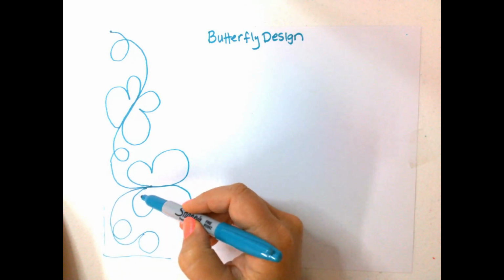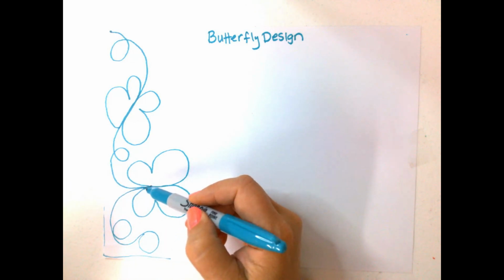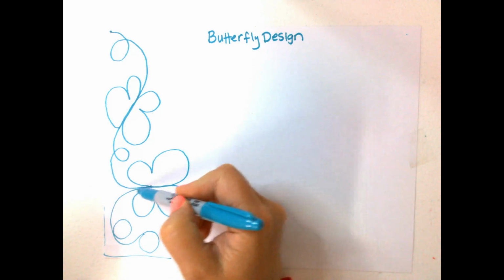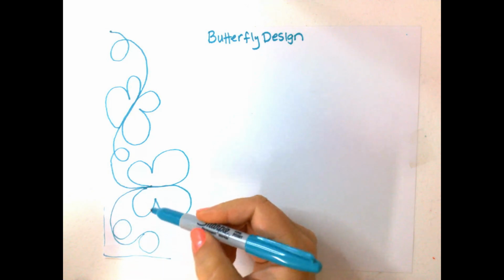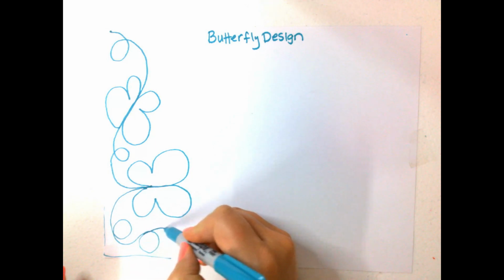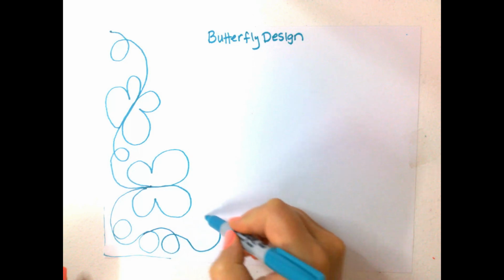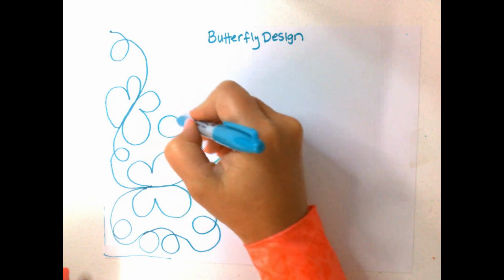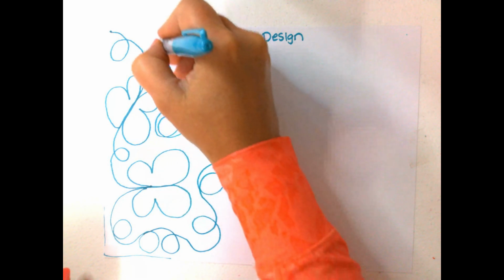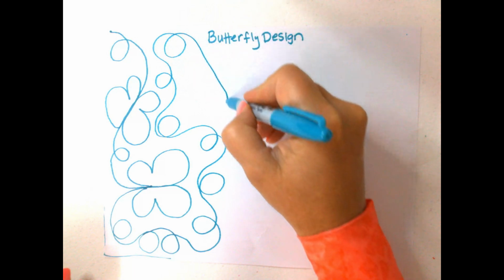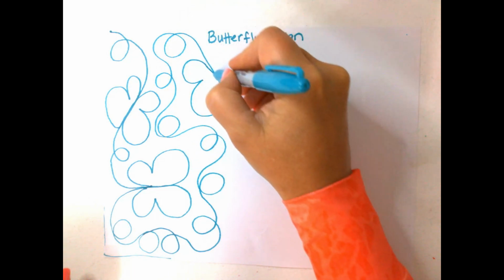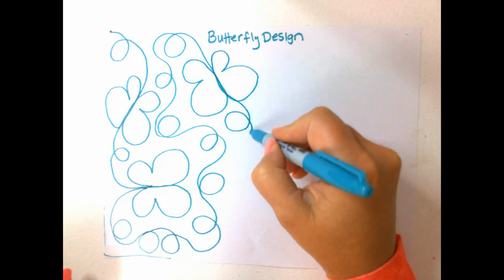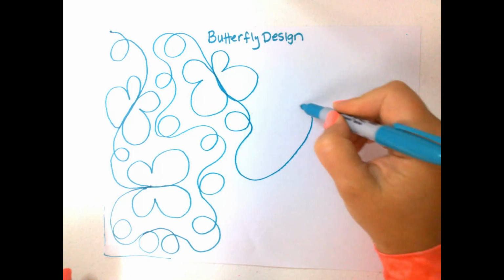So this is a great option for when you're traveling around your quilt. You don't have to come out the front. You can come out the back if it's going to create an easier path to fill in. Go up on this one.